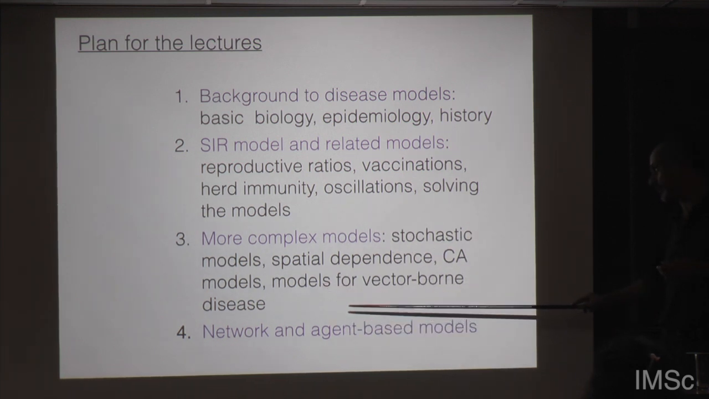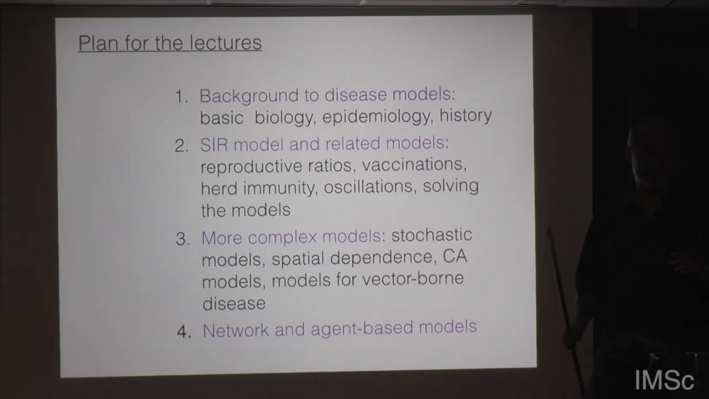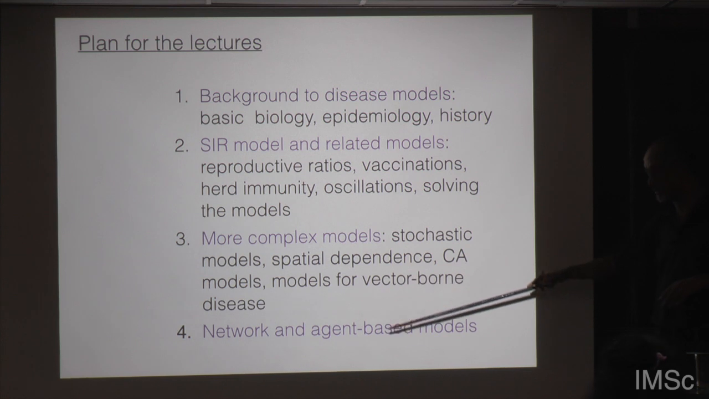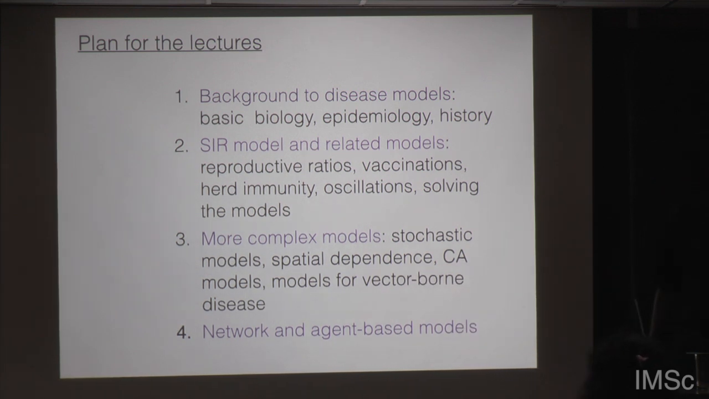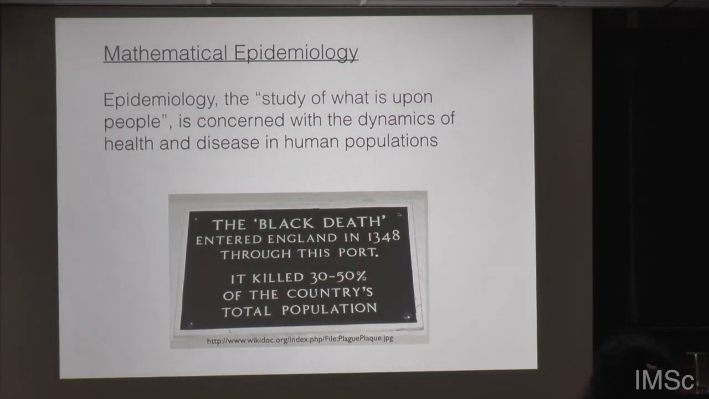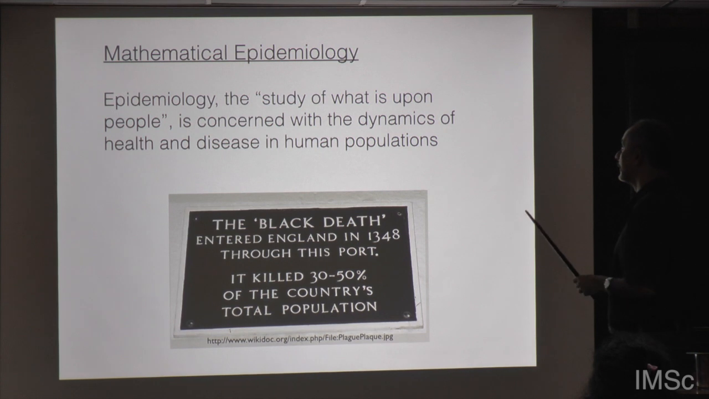And then finally, as Shitabra mentioned, I want to talk a little bit about network and agent-based models for infectious diseases. So this is in some sequence between simple models, more complicated models, and really state-of-the-art ways of thinking about this problem nowadays. You with me so far? Have we been clear? Okay.